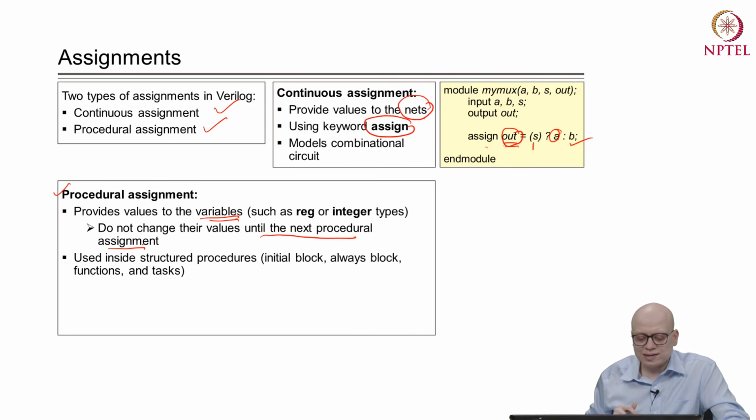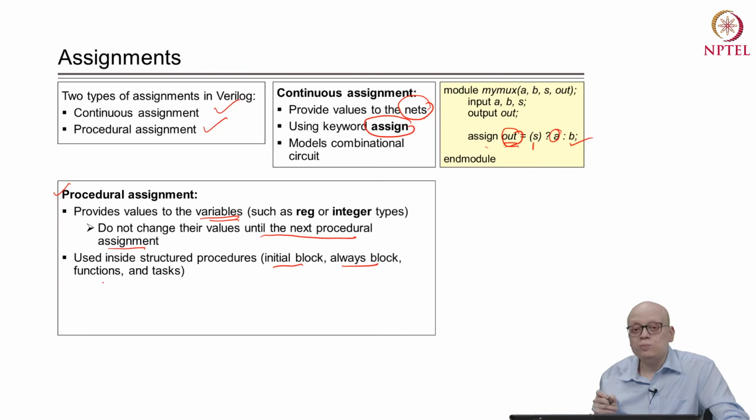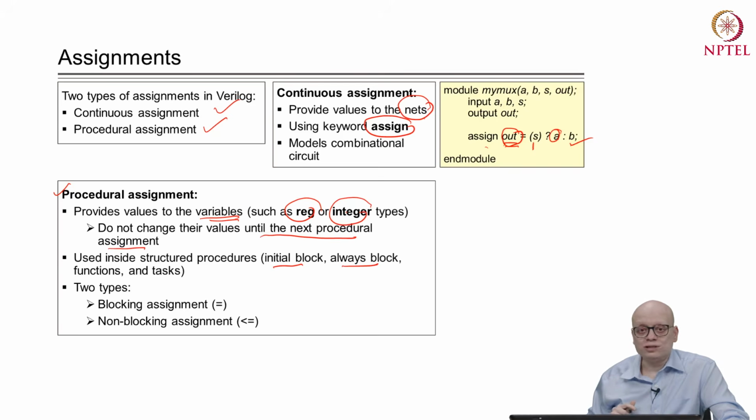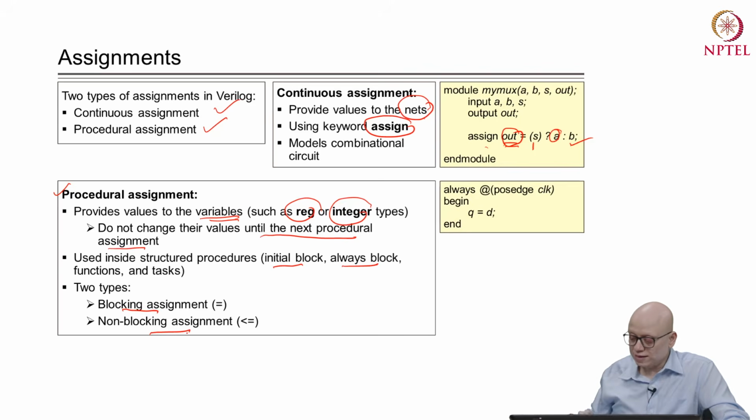It is used inside structured procedures: initial block, always block, functions and tasks. So, whenever we want to assign values inside an initial block, always block, or functions and tasks, we need to use reg type or integer type and use procedural assignments. There are two types of procedural assignments: one is known as blocking assignment and another is non-blocking assignment, as shown here.